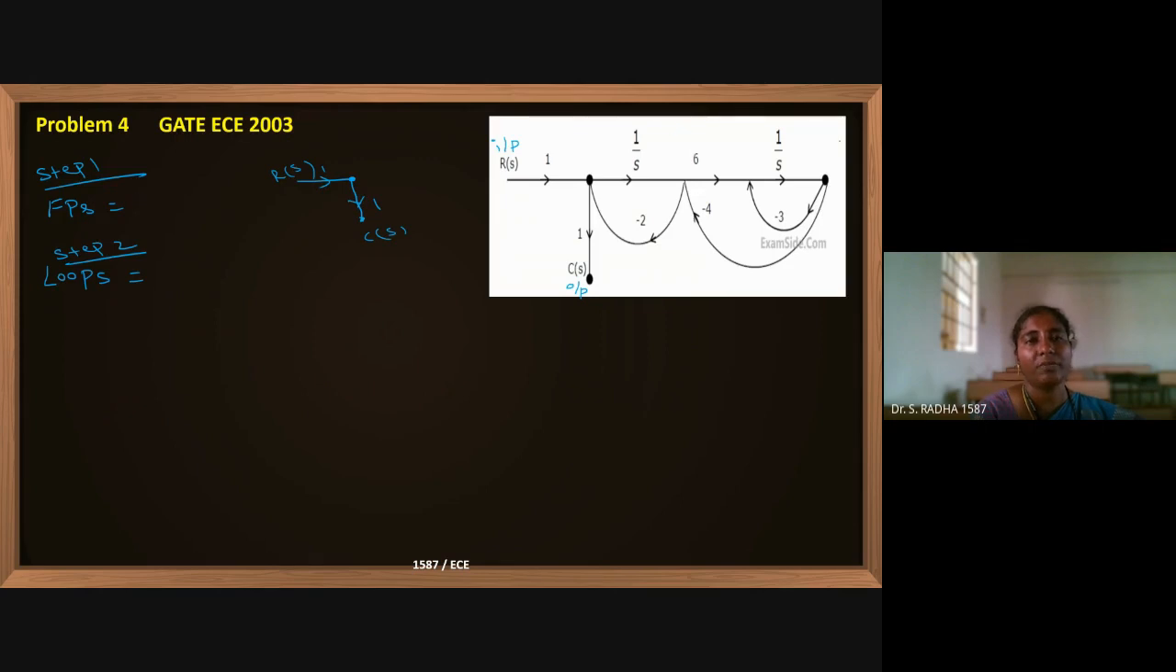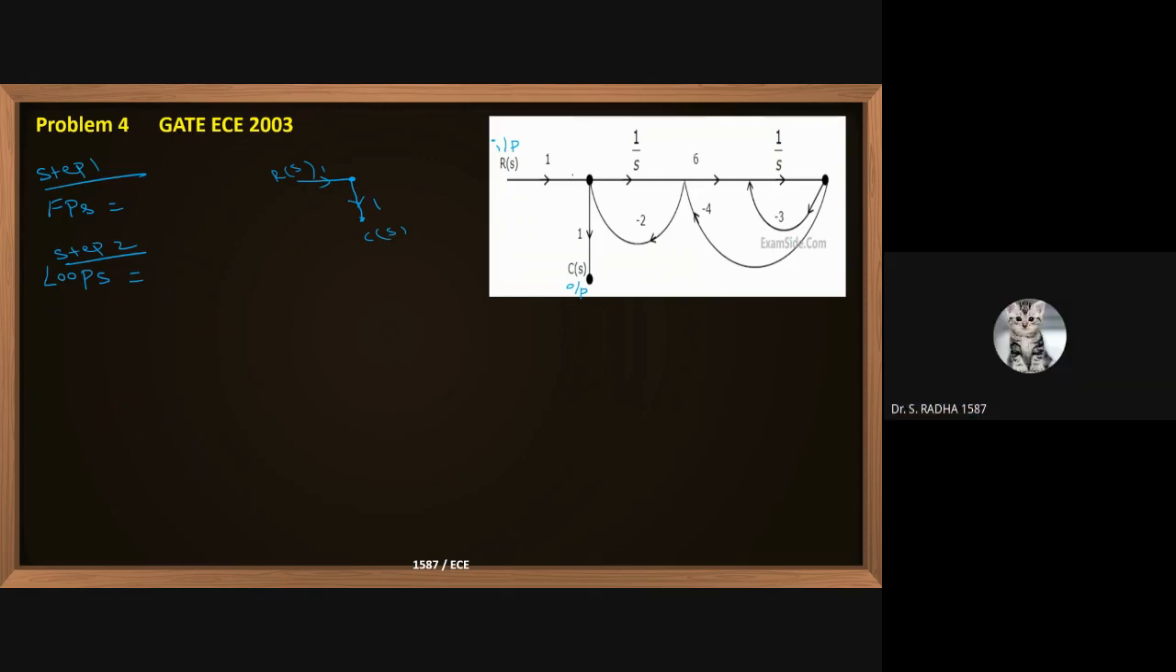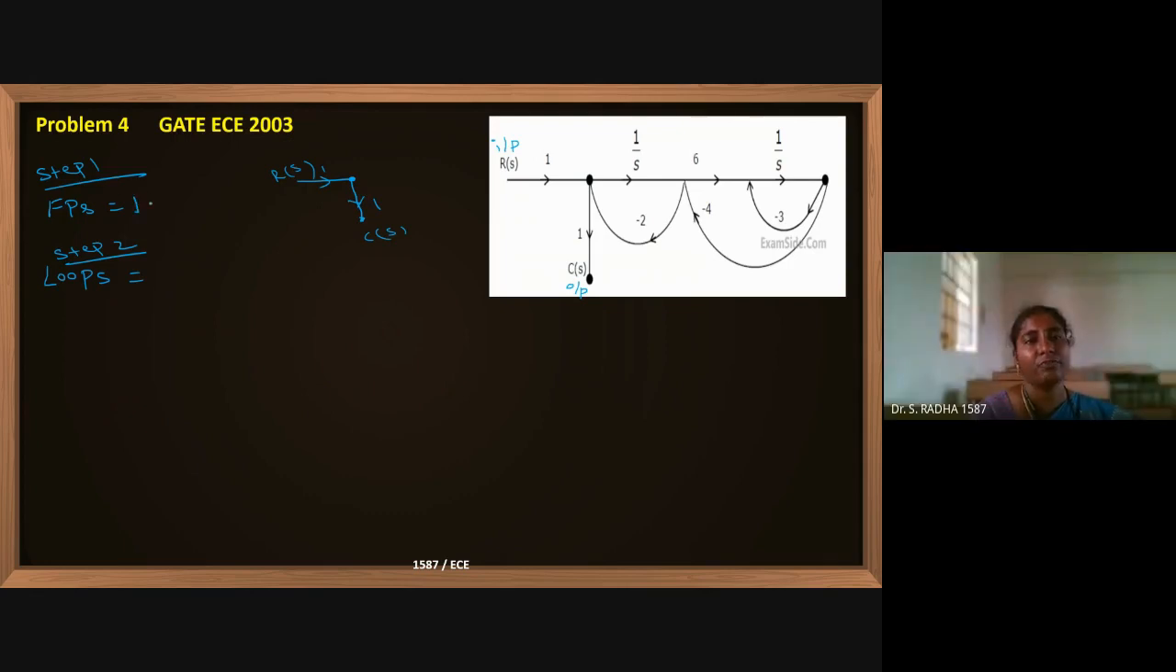If you go with any other branch, it is just a repetition of this node that will happen. So only one forward path is there. This is the forward path diagram. The product of gains P1 is nothing but 1 into 1, which is 1.